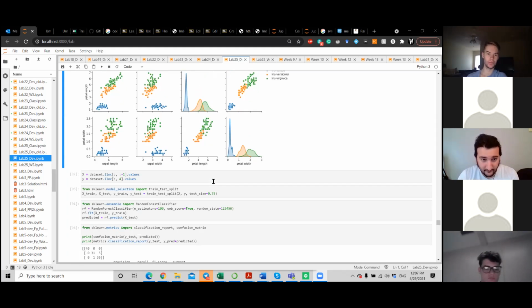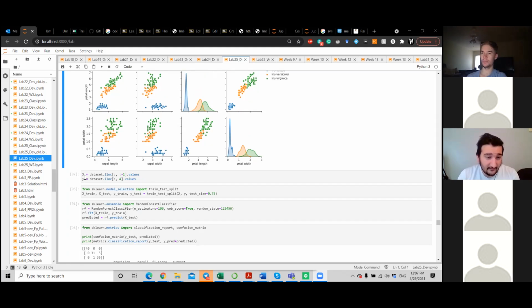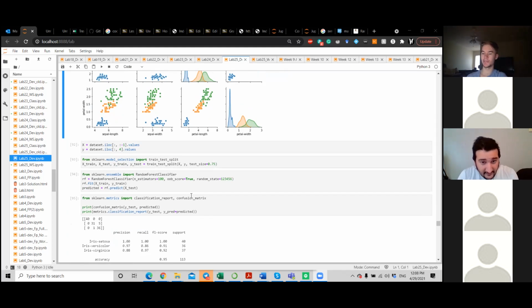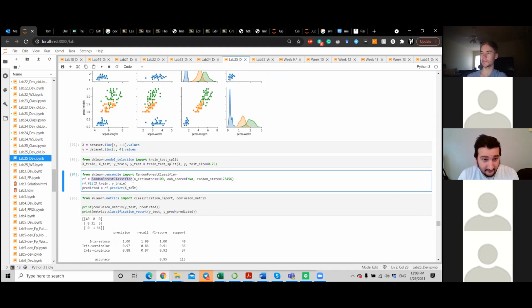Now, let us move on. I am going to use all of my inputs. I'm naming them X. My Y is going to be named Y for my targets. And then I'm going with a 25%, 75% separation of testing and training. I am using the random forest classifier function. I'm setting a number of estimators, and I'm going with this random state.